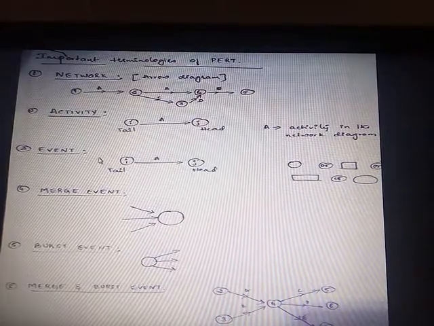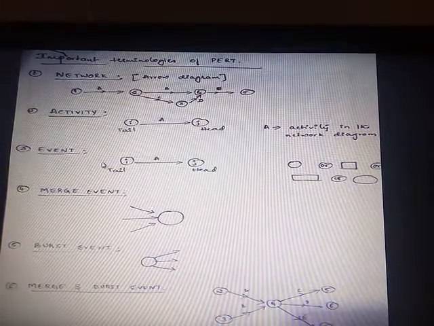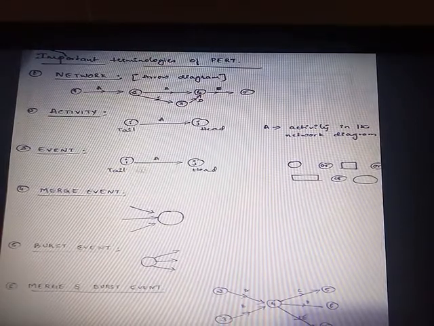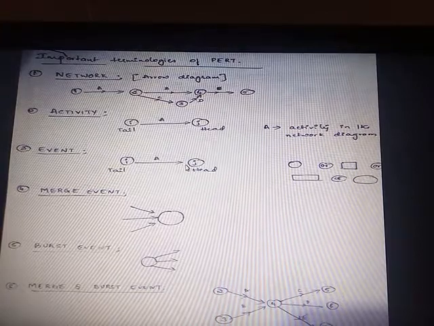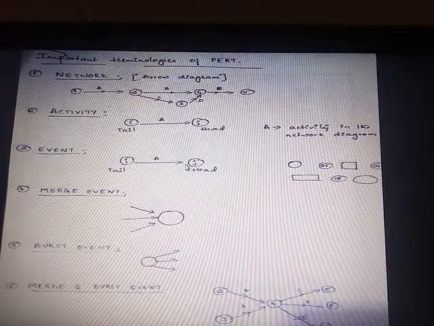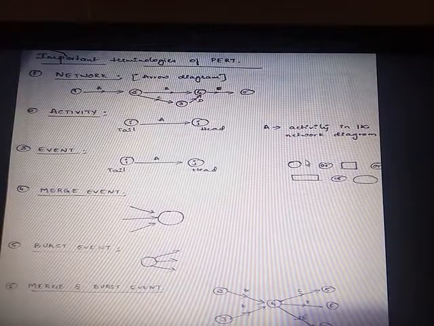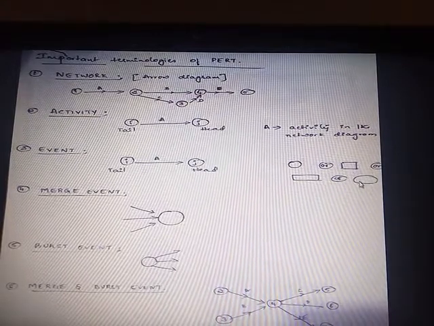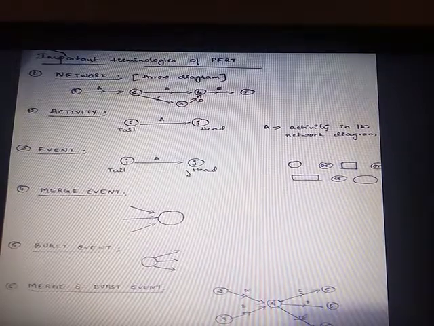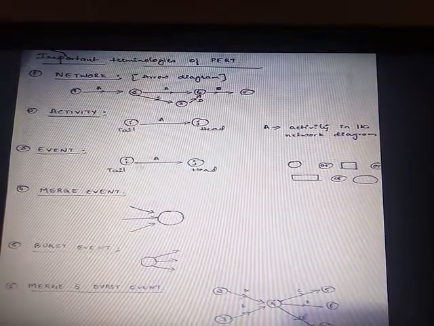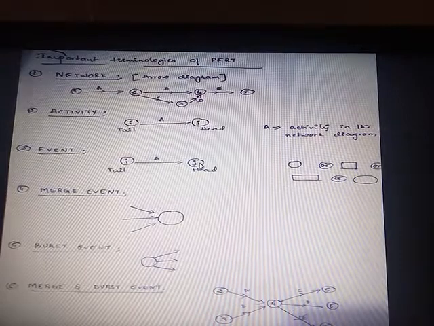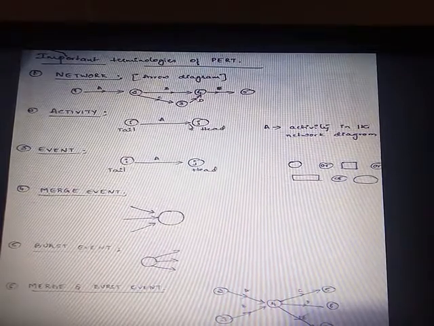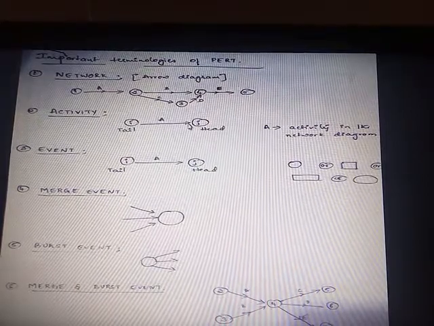Next, moving to the event. The beginning and end points of an activity are called events or nodes. This event is represented in the form of a circle, square, rectangle or oval. This is about event. This one is the starting event. This one is the ending event. This one is the starting point of the activity. This one is the ending point of the activity.